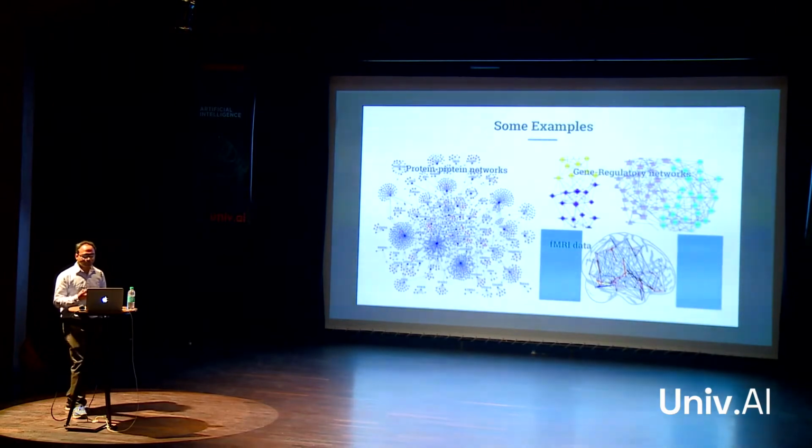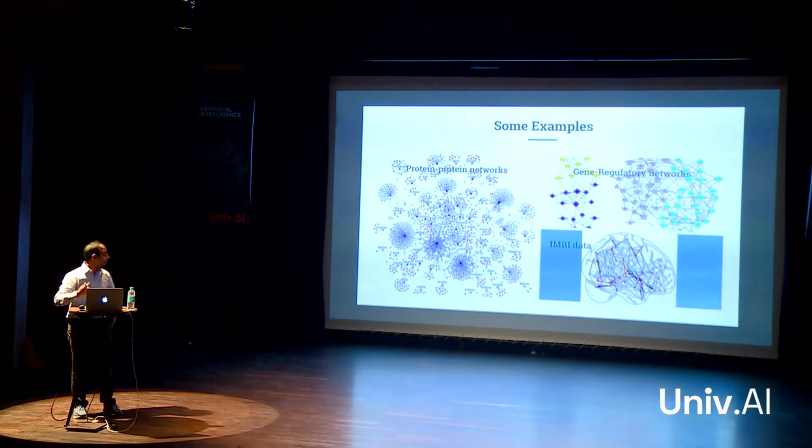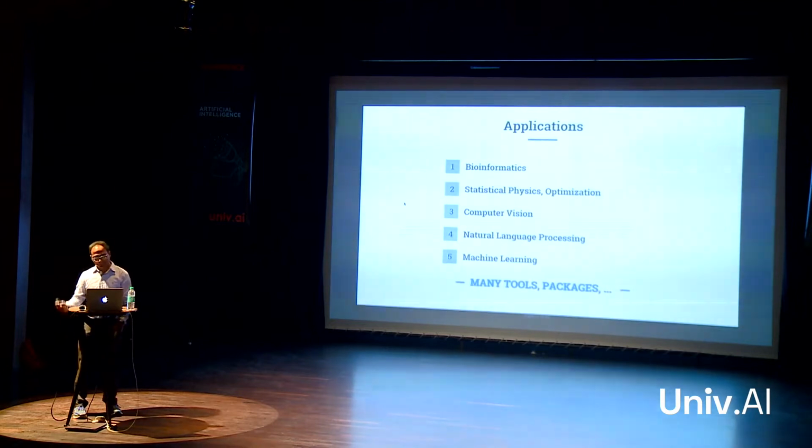And they are everywhere, especially in biology. So protein-protein networks, they show up. Here's a depiction of a graphical model representation of some data sets. There's gene regulatory networks. They are used in fMRI data. You also try and construct a graphical model which underlies the distribution. Okay. So there are many applications. We saw some in Sriram's talk already in bioinformatics. The admixture model is a kind of graphical model that you're trying to learn.